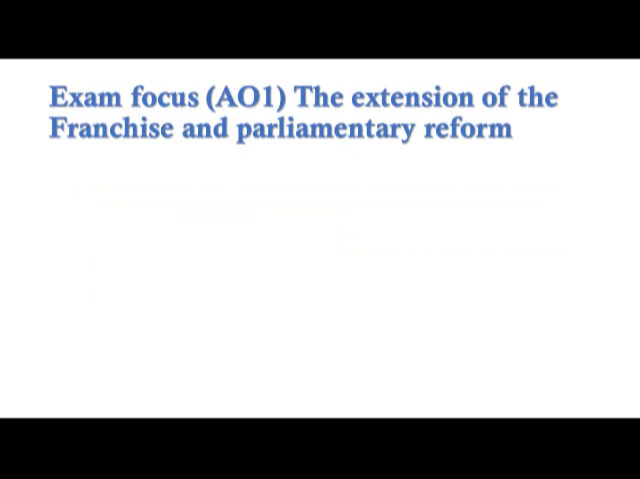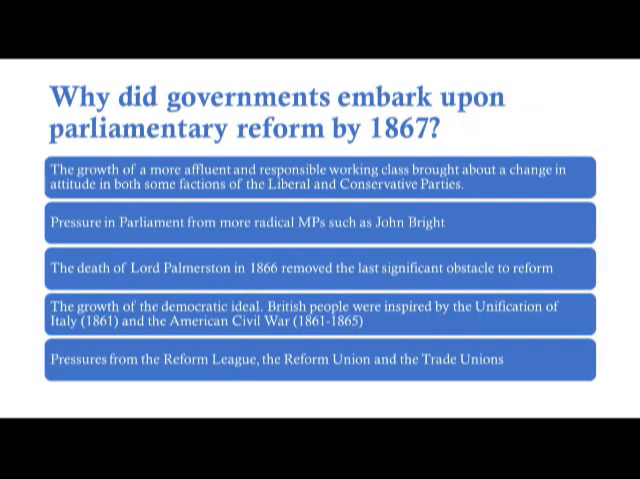Okay, we're now going to focus on the extension of the franchise and parliamentary reform. So I've included on the presentation a breakdown of some of the reasons why the government of the time, under the Liberals of course, but also under Lord Derby and Disraeli and the Conservative Party, why extension of the franchise, in other words, extending the vote to more people, why reform of elections and Parliament had become an issue again by 1867. So there's a range of different factors there. Hopefully this is ringing some bells.